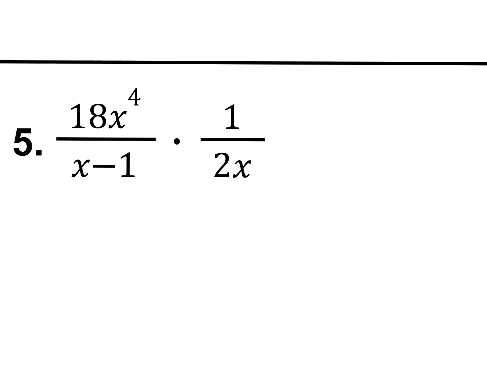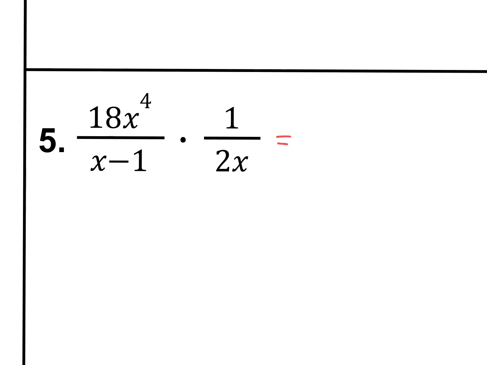So we start. 18x to the 4th is a monomial. Can you factor a monomial? No, move on. 1, can that be factored? Nope, also a monomial. x minus 1, can that be factored? Nope, those don't have a GCF, can't do anything there. 2x, nothing, monomial again. So I multiply straight across. The only two things on top are both monomials, so I multiply those together. 18x to the 4th times 1. What do you think? Yeah, just 18x to the 4th.